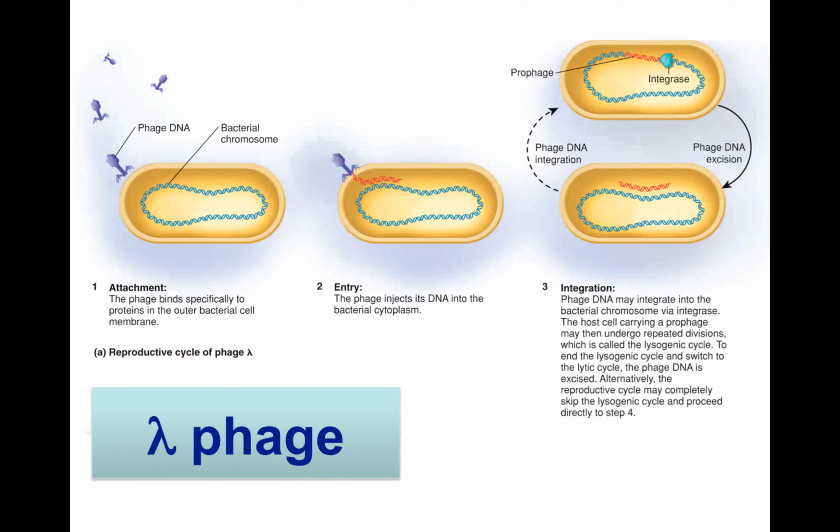Lambdaphage is a very well studied model of bacteriophage, and the first step is its attachment to the bacteria cell and then injection of its DNA genome into the host cell. Now, often lambda will integrate into the host cell, and this process has been very well studied. There's a specific protein called integrase that will mediate this integration of the bacteriophage genome into the host genome. Once it has integrated into the host genome, it is referred to as a prophage.